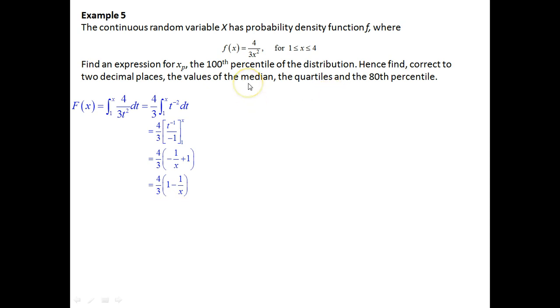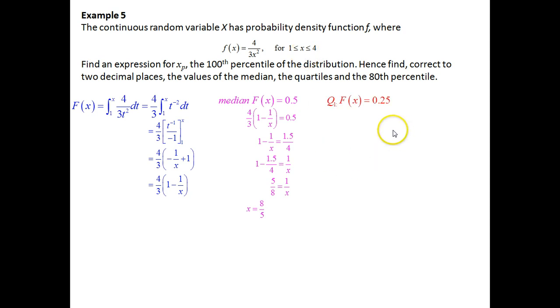So for the median, I need 0.5, so it's the 50th percentile of that. So 0.5 probability would give me a value of x for the median. So I put the cumulative distribution function equal to 0.5. I rearrange, I multiply by 3 and divide by 4. I know I shouldn't be using fractions and decimals, but it works out okay in the end. So that gives me 5/8 as my 1 over x. So my x would be 8 over 5, which is 1 3/5. That's my median value.